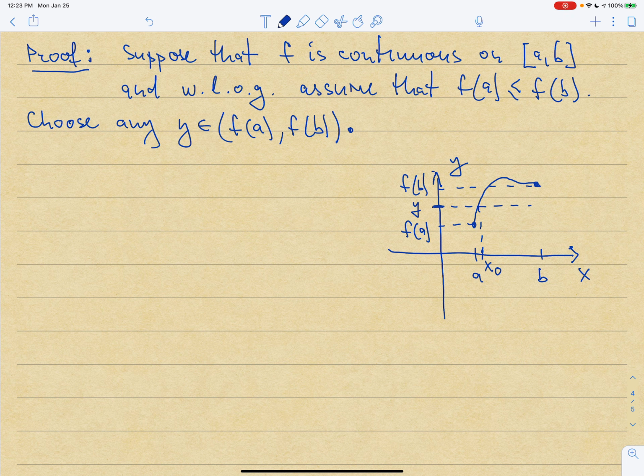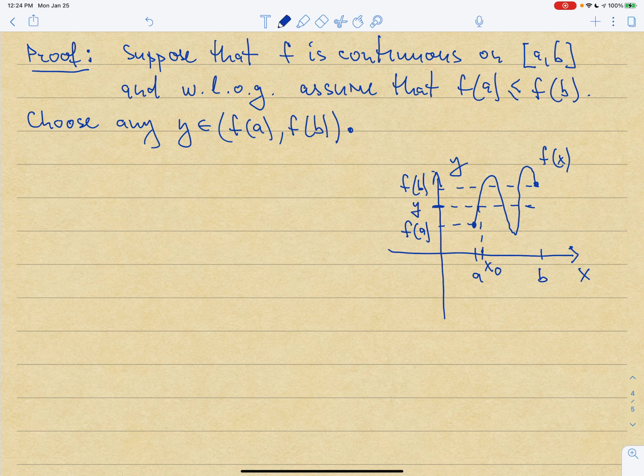Let me actually modify this graph a little bit. Now, the graph can be pretty badly behaved. It can be a graph like this, for instance. In which case, still, at any level, the horizontal line y equal to some number between f of a and f of b is going to intersect the graph of the function. But in this general case, there may be more than one point of intersection.